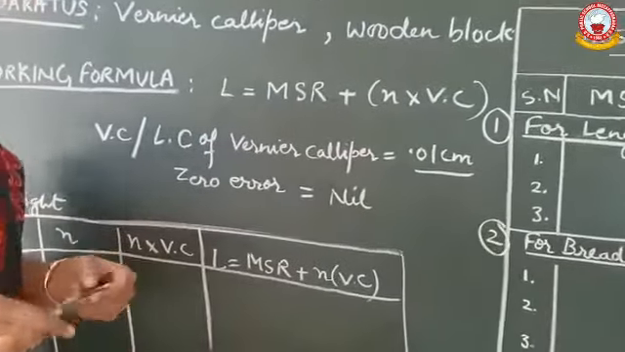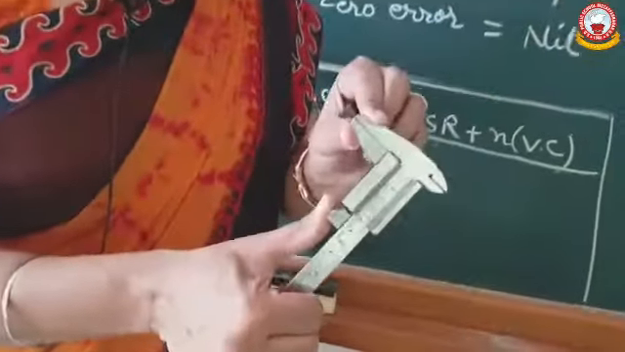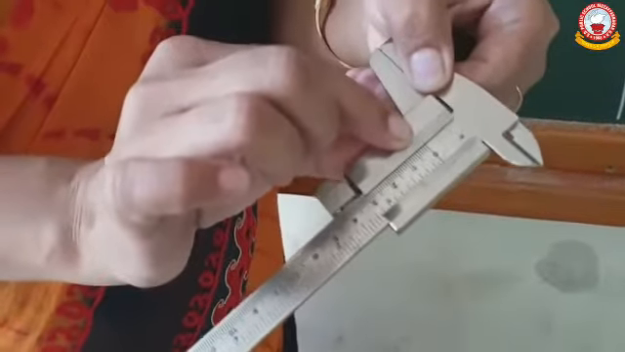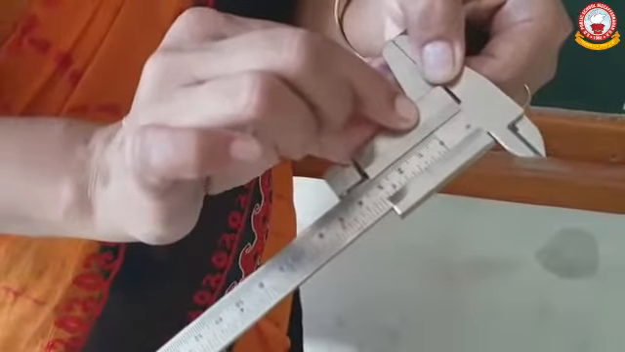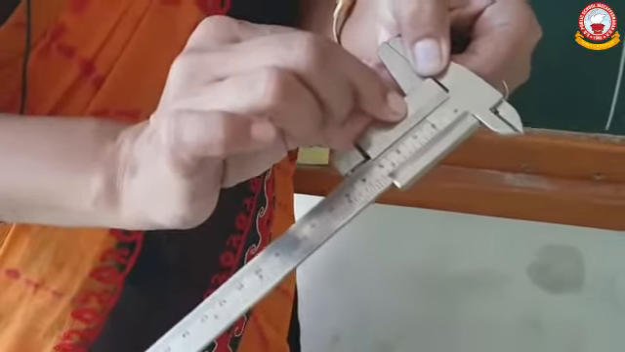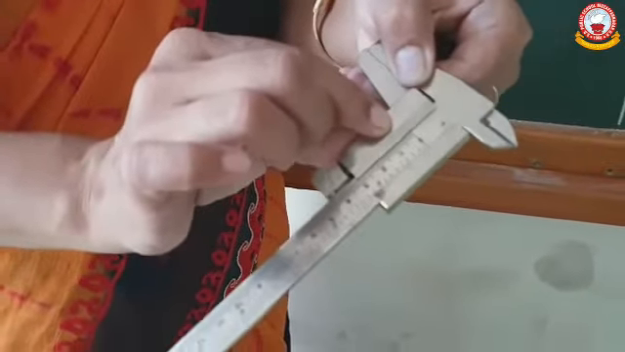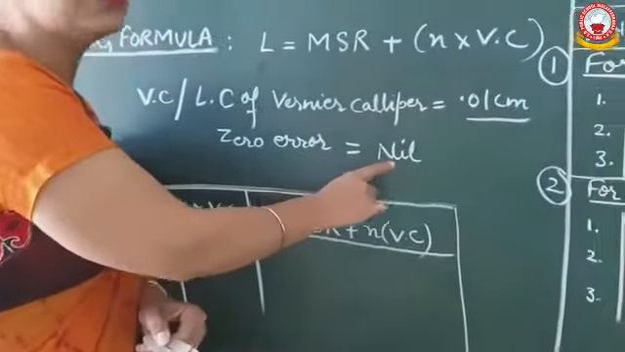Zero error: for this we make the jaws meet and check whether the zero of the main scale is coinciding with the zero of the vernier scale. Here it is coinciding, which means there is no zero error, and hence I have written the zero error here as nil.